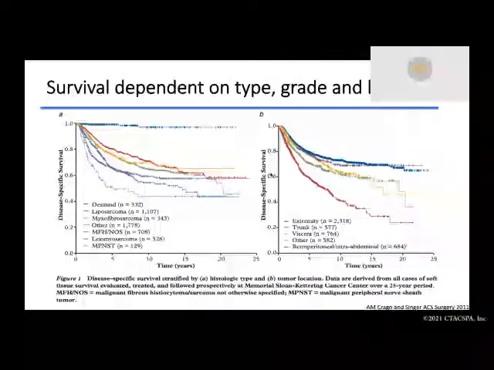And again, this just emphasizes the point: highly variable survival, and it's dependent upon the type of sarcoma it is and the location.